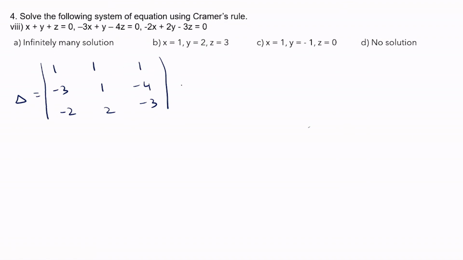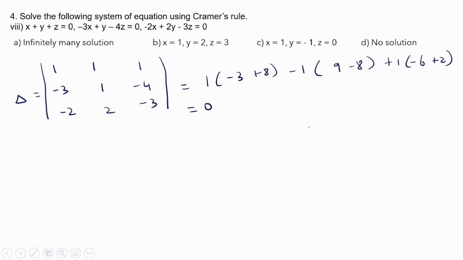Here expanding along R1, this is equal to 1 into minus 3 plus 8, minus 1 into 9 minus 8, plus 1 into minus 6 plus 2. So here it is 5 minus 1, 4 minus 4, 0. So this is also 0. And here we have the constant term 0. Since this is a homogeneous equation with delta equal to 0, we have infinitely many solutions.